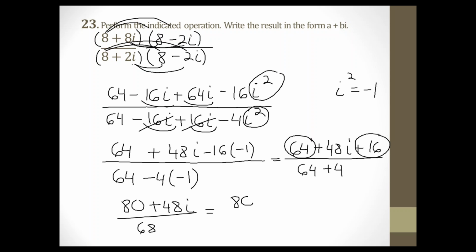So we could have also written this as 80 over 68 plus 48i over 68, and then both of these fractions could be reduced. 80 and 68 are both divisible by 4. So reducing them, we will get 20 over 17, and then also 48 and 68 are divisible by 4, and we are left with 12 over 17i.